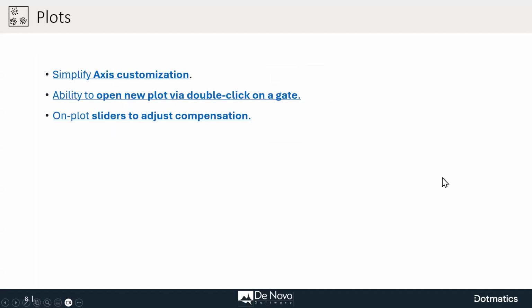Those are the three improvements that I wanted to underline in 2628 as compared to the previous version. So first of all, this is a very big improvement in terms of usability: simplifying axis customization. I want to show you what you were used to doing in old versions of FCS Express and how you can do it now in 728.